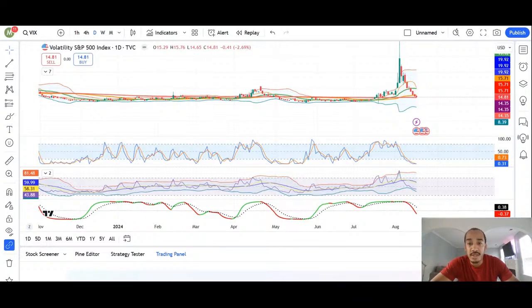So if you look at these red candles going down, this is on a daily chart. Each day after that big spike, the VIX has been going down, which means each day the stock market has been going up. So if you was in a swing trade on the day after that VIX spike, that would have just been profit after profit after profit after profit.